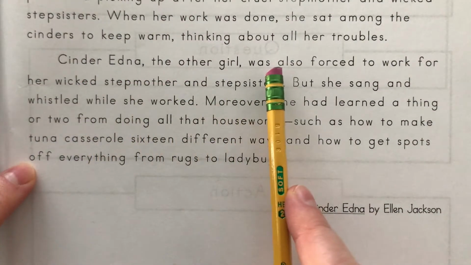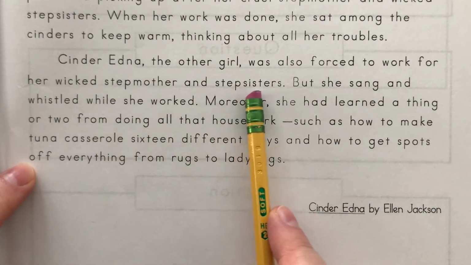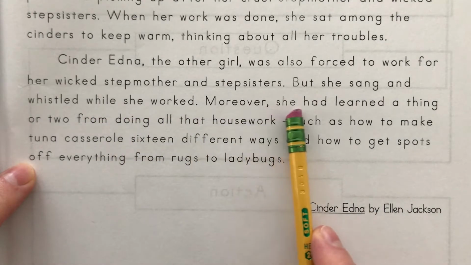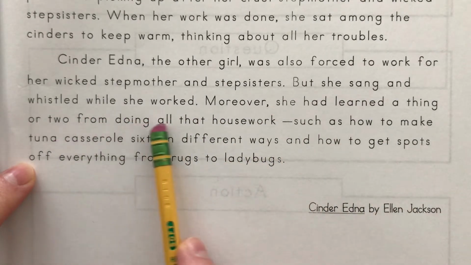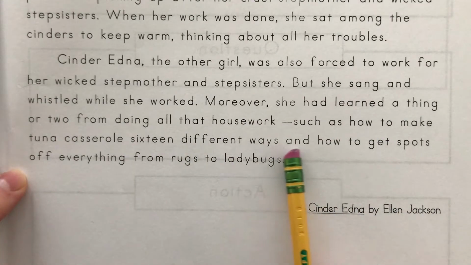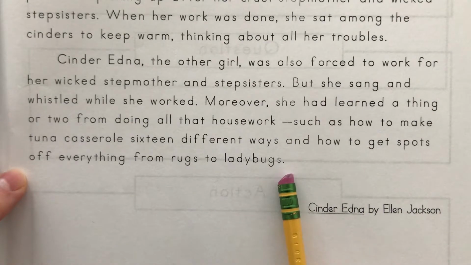Cinderella, the other girl, was also forced to work for her wicked stepmother and stepsisters, but she sang and whistled while she worked. Moreover, she had learned a thing or two from doing all that housework, such as how to make tuna casserole 16 different ways and how to get spots off everything from rugs to ladybugs.